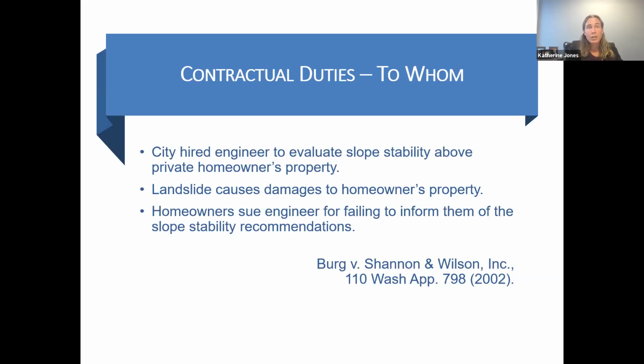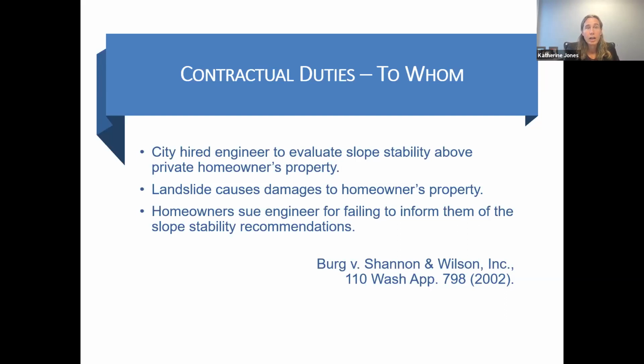Because the city of Seattle is a government entity that probably doesn't move as quickly as Shannon and Wilson would have loved, the city did not get the wells installed prior to the rainy season. It took a little bit longer than that, and a bunch of rain hit the cliff, a landslide ensued, and it caused a ton of damage to the homeowners' property.